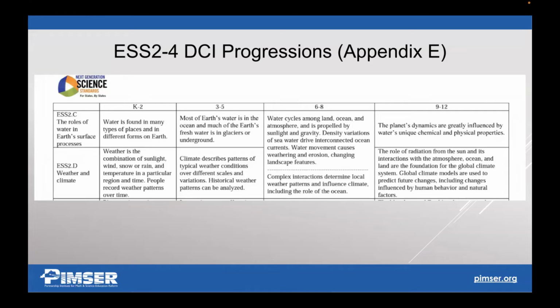So notice now we're really getting into specific causal mechanisms at the middle school level. And then by high school, we go to much more nanoscopic thinking, because now we've got to understand why these unique properties of water are so important for causing all of these different changes that we observe on Earth's surface. So you begin to see that progression of ideas and think about what's important at this particular grade band for students to walk away understanding.